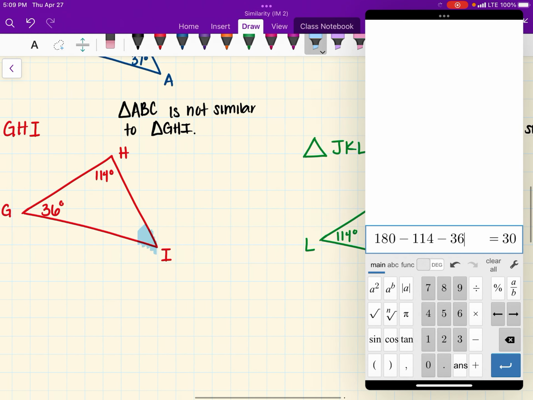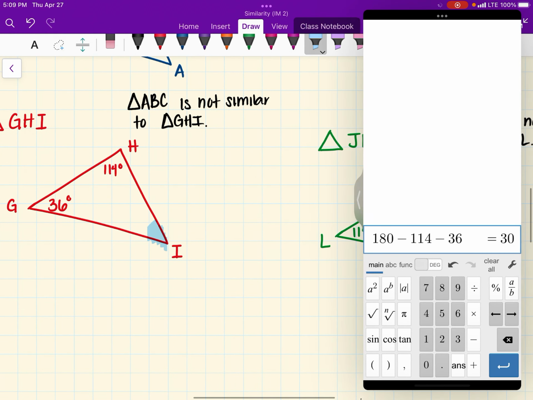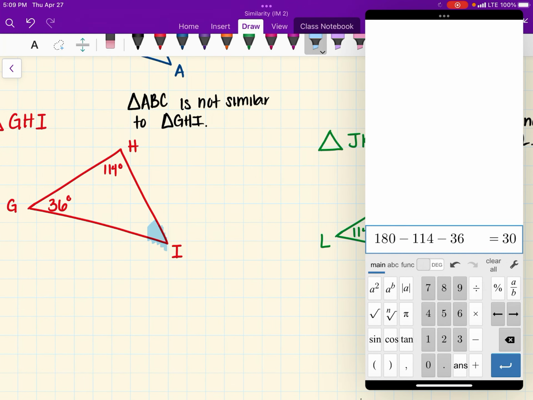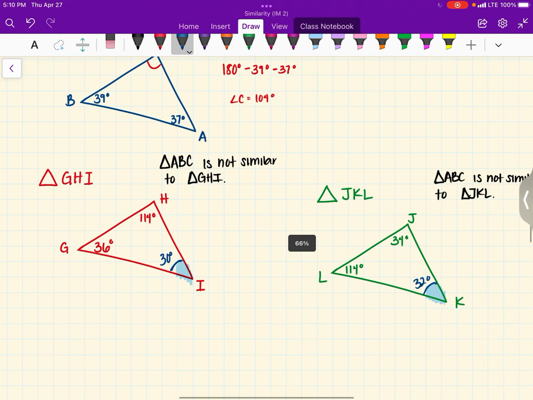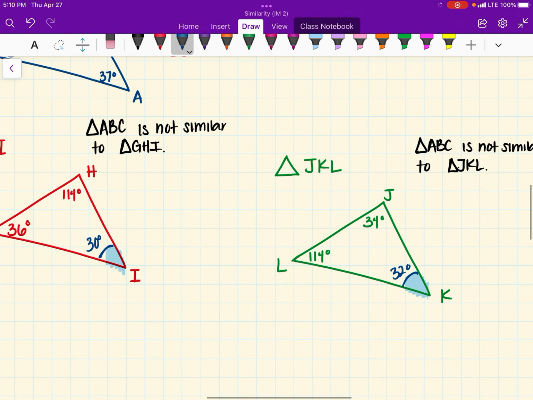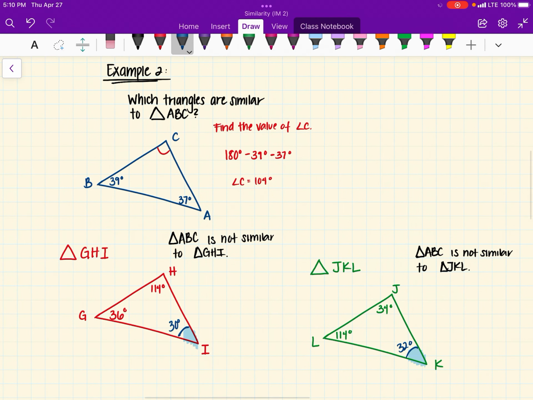And although they have one angle in common, I really can't determine similarity, because this angle here should be 30 degrees. And if I do the one on this side, that should be 32 degrees. So none of our triangles that we worked with here, JKL, GHI, or ABC, are similar to each other, because they don't share any angles in common. So no triangles in this example are similar to each other.